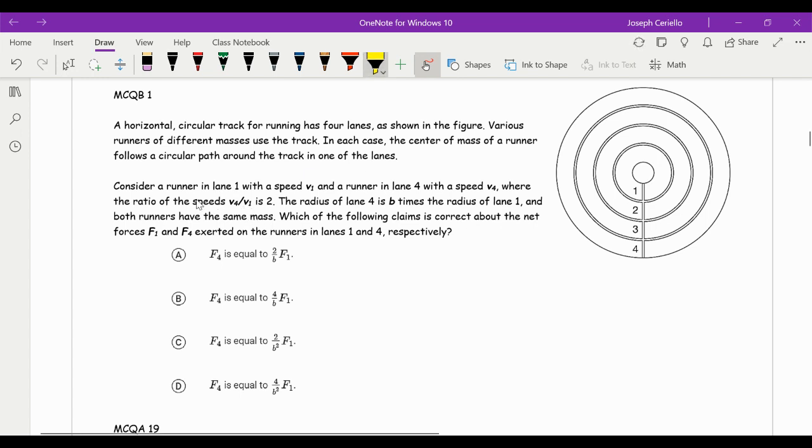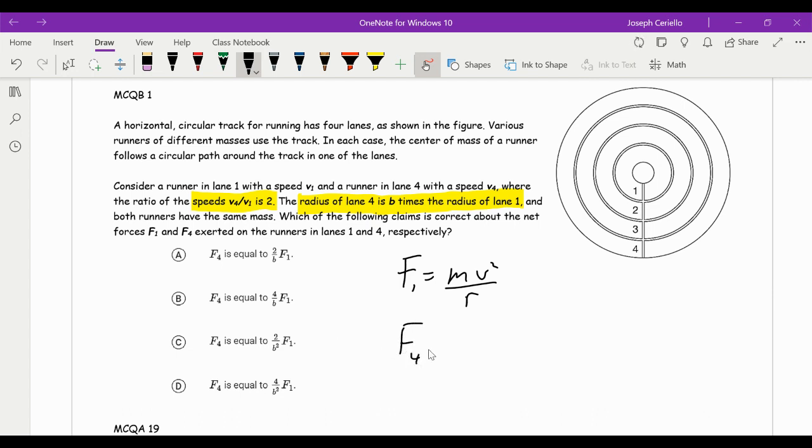The two keys here: the ratio of the speeds, v4 to v1, is 2, and r4 to r1 is b, as in boy. Well, how does that work out? Well, let's check this out. So if I write an equation for F1, that's equal to m v squared over r. The two runners have the same mass, but the radius and the velocities are different. So how does F4 compare to F1?